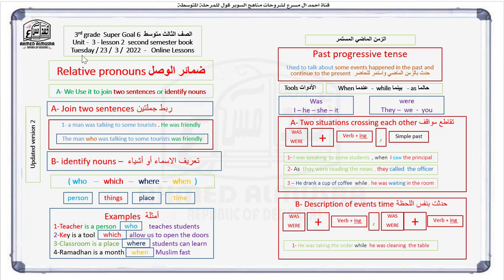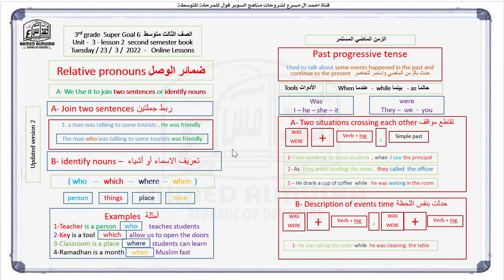Today, night of Tuesday, 23 March 2022. So, tonight I'm going to talk about relative pronouns. Now look at this student. This is the updated version 2 regarding this lesson. I think the title of the unit, Unit 3, is "All Kinds of People." This lesson is related to page 24. So let's start with it.